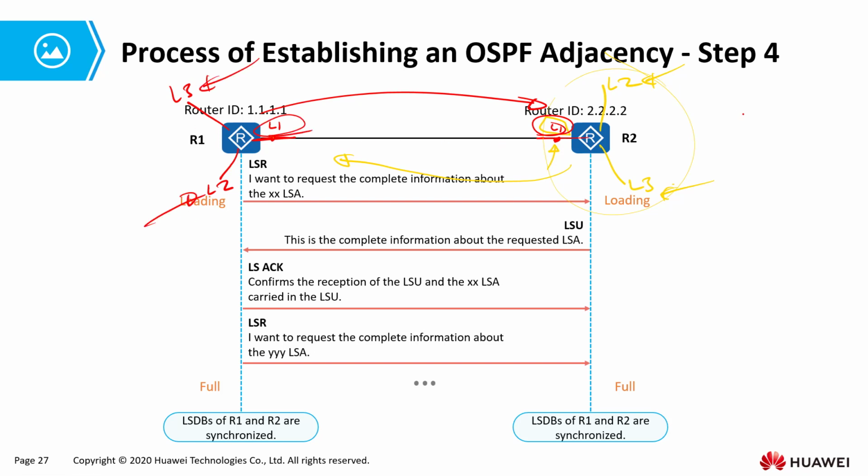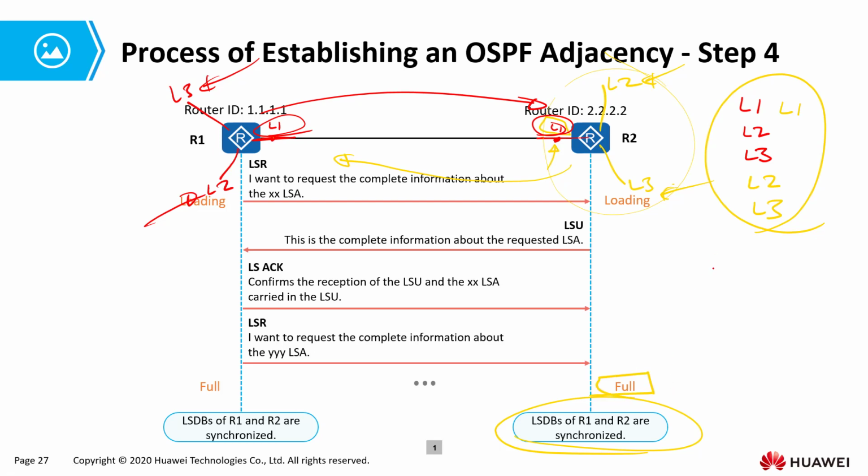Once each router has all the 3 links, link number 1 for router 1, link number 2 for router 1, and link number 3 for router 1, link number 1 is the same for router 2, then link number 2 of router 2, and link number 3 of router 2. Each router has all the status of the links and details. The link state databases of router 1 and router 2 are fully synchronized, and in that state, we say they are in the full state. Let us look at these states in summary.